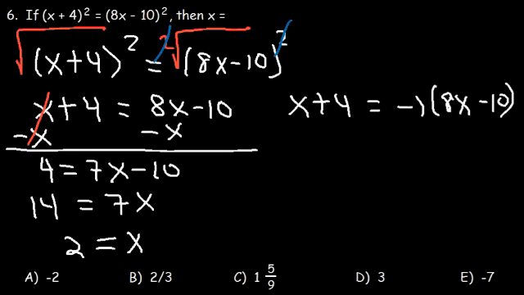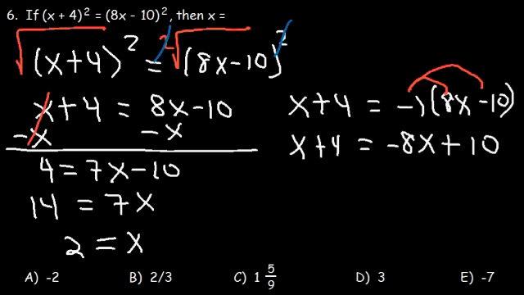So 2 is one possible answer, but notice that it's not one of the choices. So therefore, we can't really use 2 as an answer. So now let's work with the other equation on the right. So first, let's distribute the negative to the right side. So negative 1 times 8x is negative 8x, and negative 1 times negative 10, if we distribute, that's going to equal positive 10. So now, let's add 8x to both sides, and simultaneously, let's subtract both sides by 4.